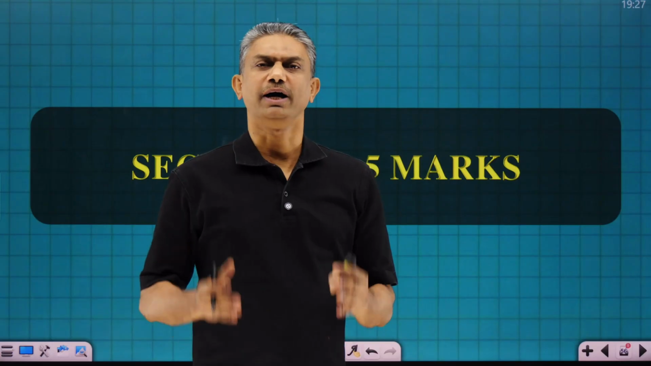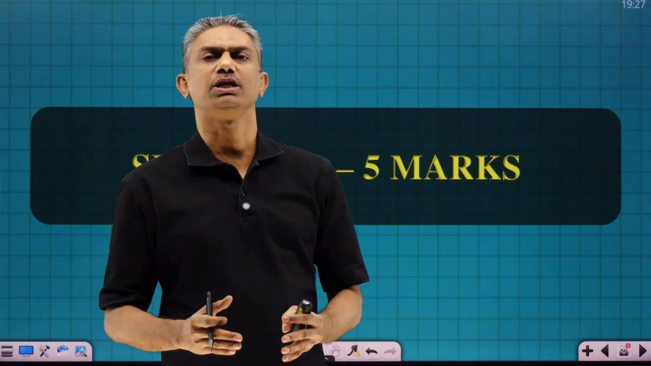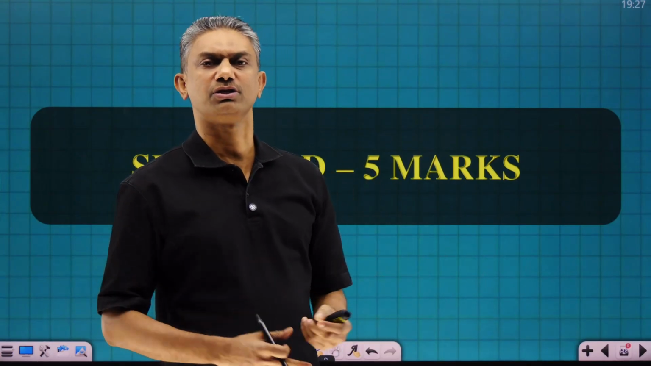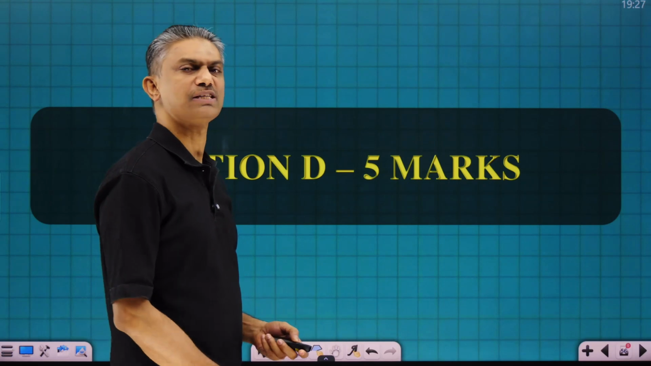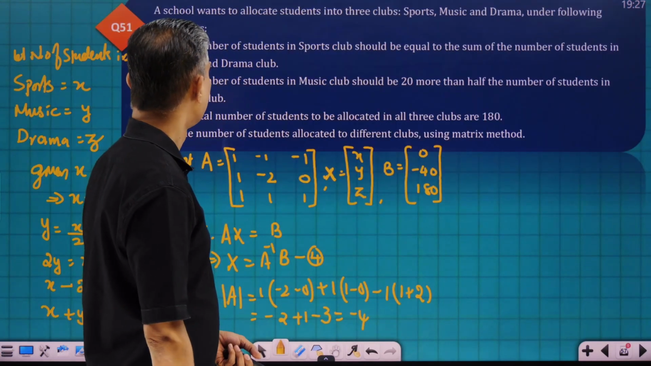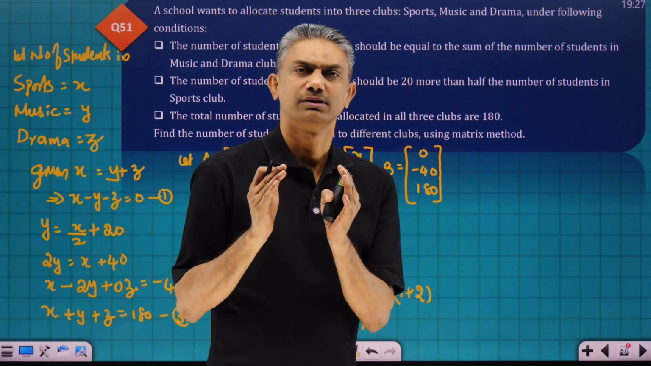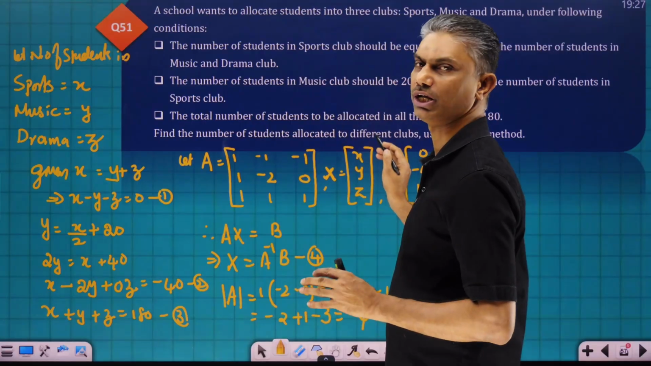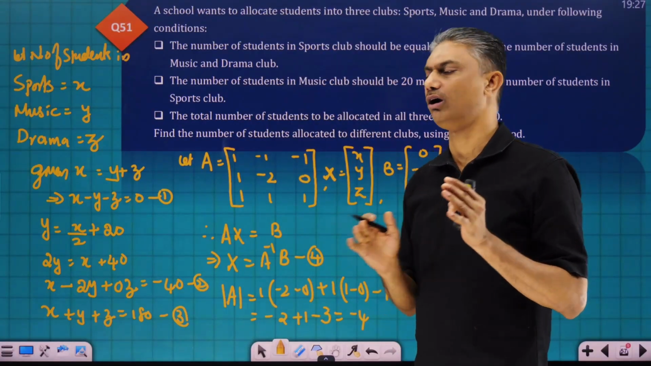Now, let's go to the 5 mark question that came in 2025 across the regions of CBSE. Let's go for the first 5 mark question. To save your time, I have already solved it and I will explain how we obtained all the answers.